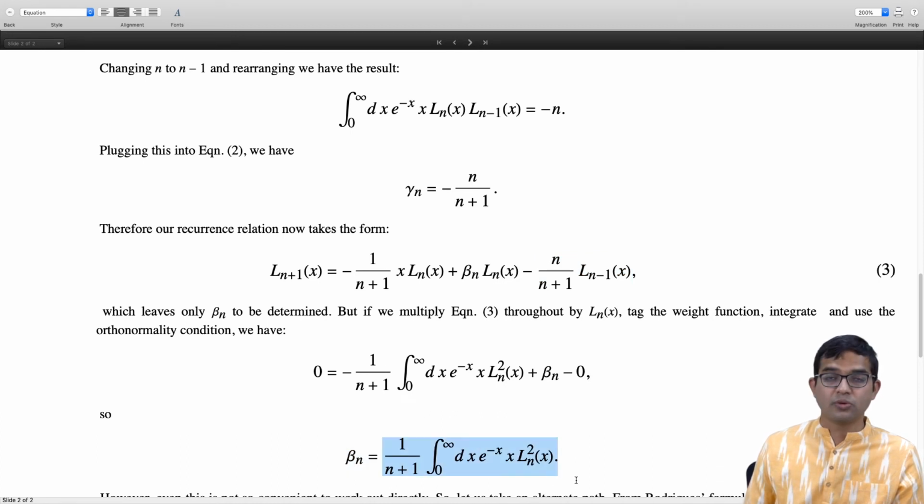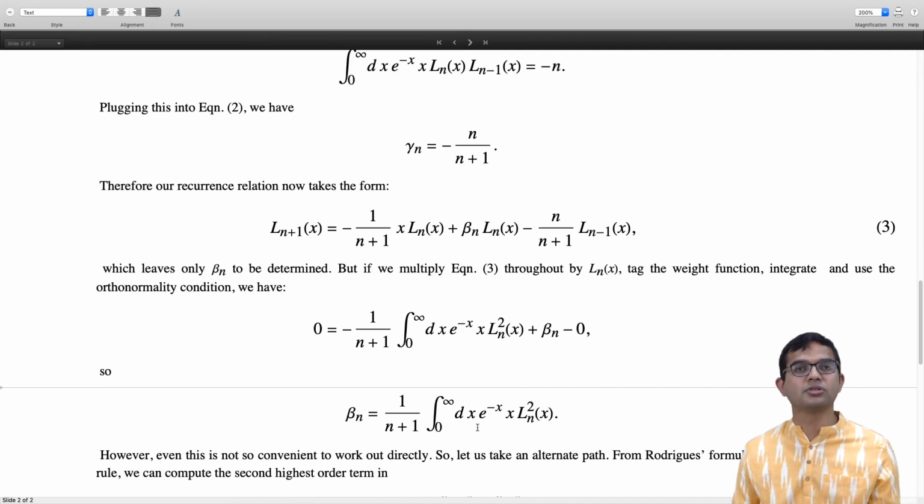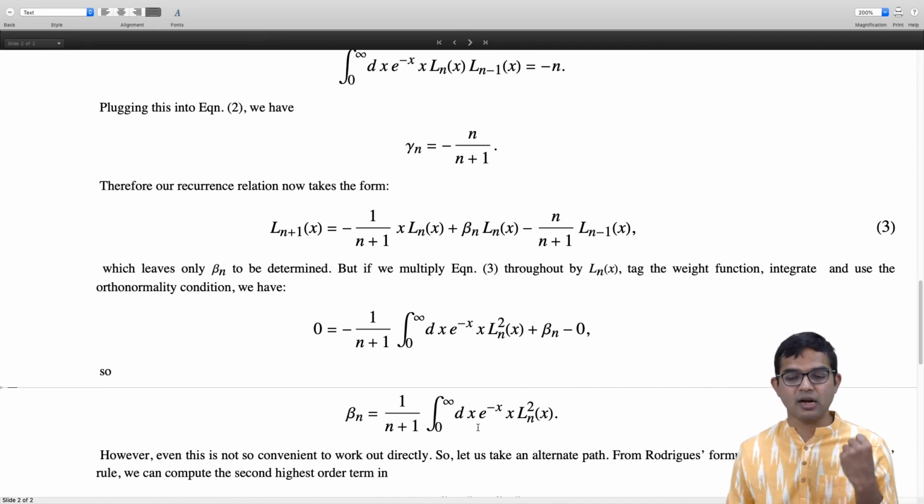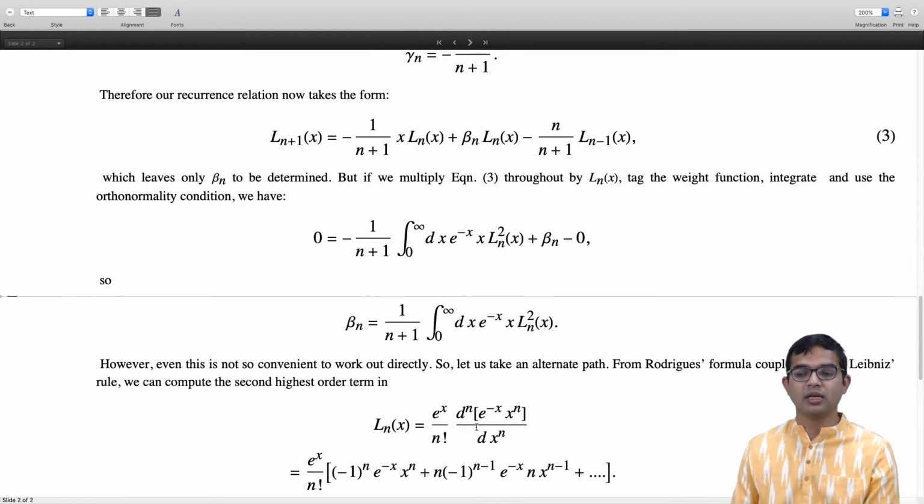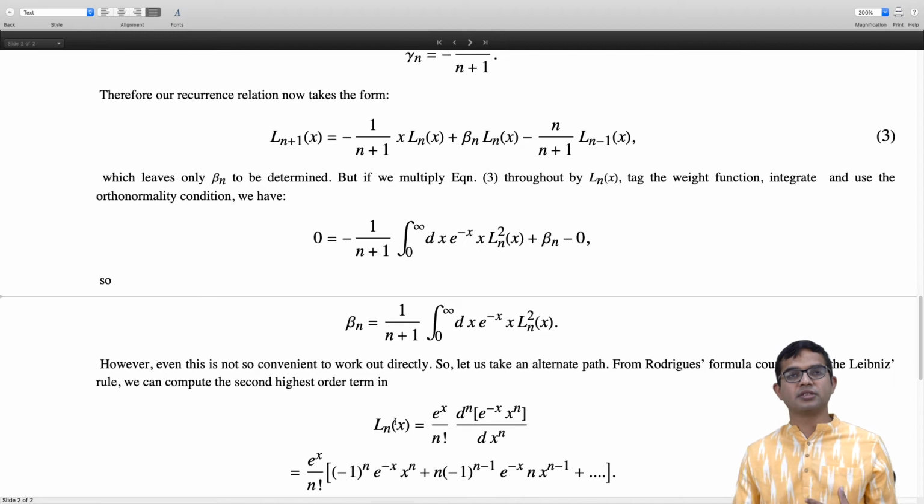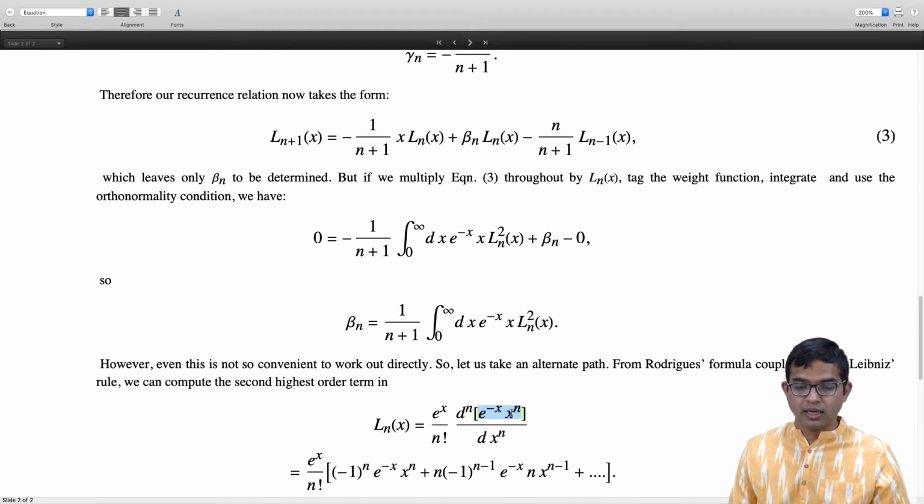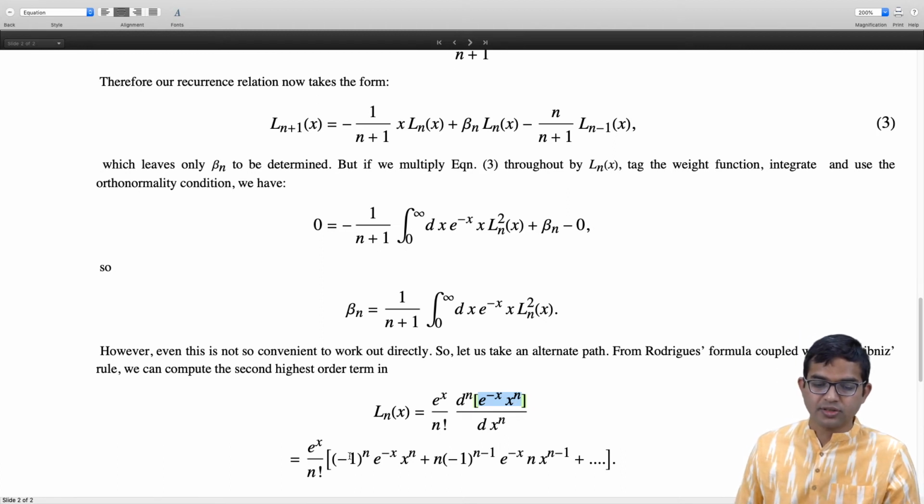This requires work. So it turns out that in fact it's convenient to work out this coefficient beta n directly. We'll start with the Rodrigues formula and then use the Leibniz rule. So Rodrigues formula tells us ln of x is e to the x divided by n factorial times this nth derivative of this product. Now let us work out not just the highest order term, but let's also work out the next order term.